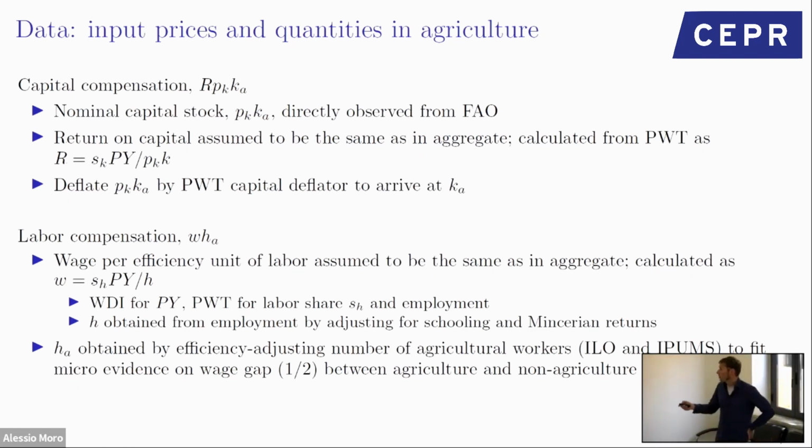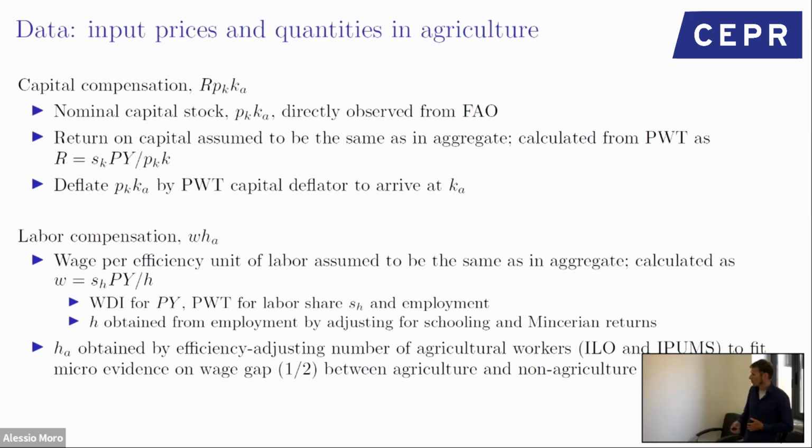So we have nominal capital stock in agriculture from FAO. We can back out the average return on capital just from the Penn table, which is very flat across countries. Then the tricky part is to come up with a measure of the real capital stock. So we assume that the capital deflator in the Penn table is the same one that we use for the capital stock in agriculture. Okay, so that's an assumption. For labor, we do back out wages per efficiency unit, the standard way, so we're consistent with the Penn table.